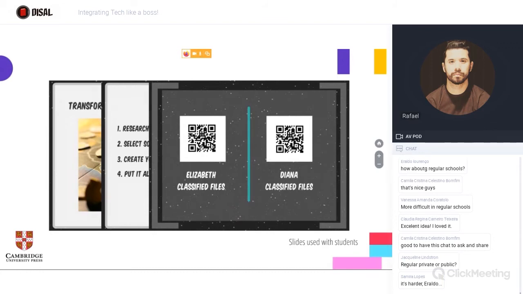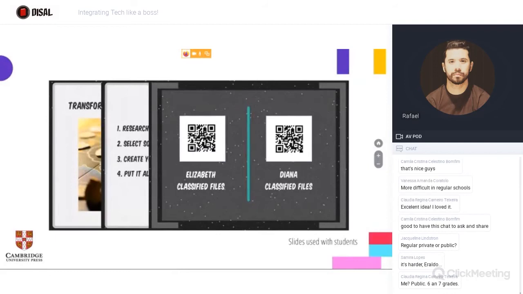That's when I divided the class into 2 groups, because obviously I had 2 activities here, and finally provided them with what I called the classified files. So Elizabeth's classified files and Diana's classified files, you know? These files were actually placed in a cloud in advance, and inside of each folder, the students found very specific documents that I previously selected for their research.